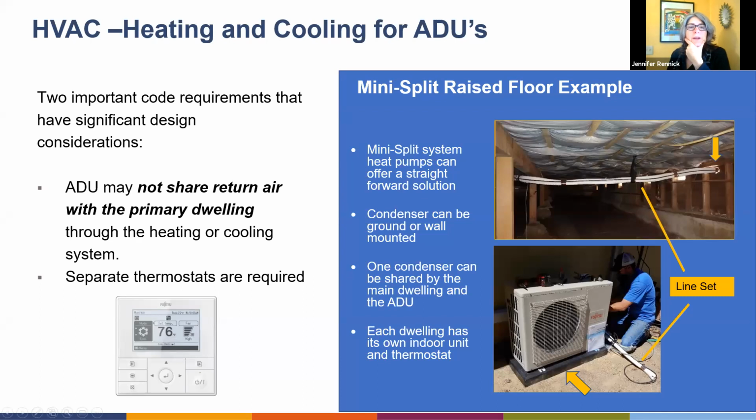On the heating and cooling for the ADU, again, they can't share the same air. So they can't share the same air when it comes to fresh indoor air quality, and they can't share the same return air to a forced air heating and cooling system. So you can separate the heating and cooling systems completely, and both your ADU and your primary residence can each have their own ducted system.